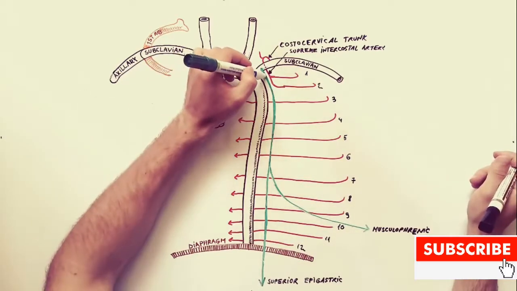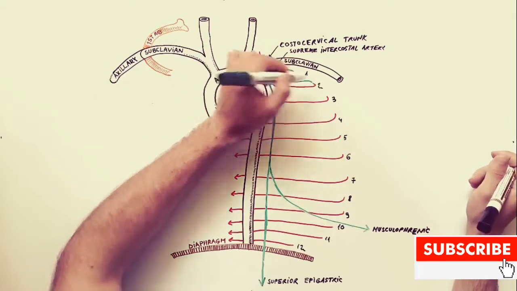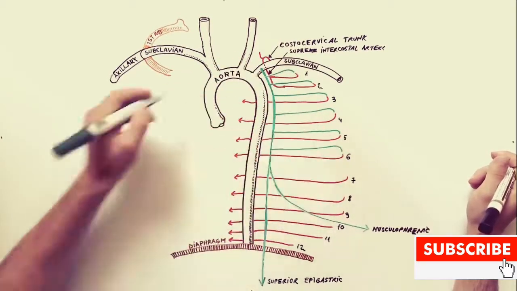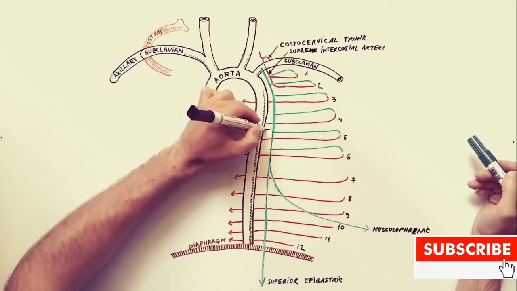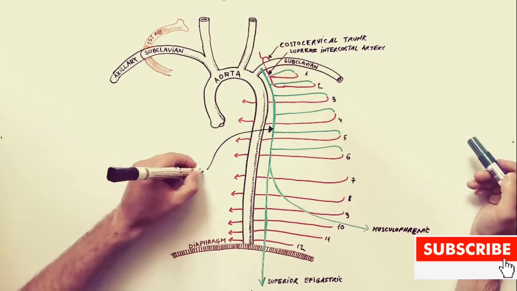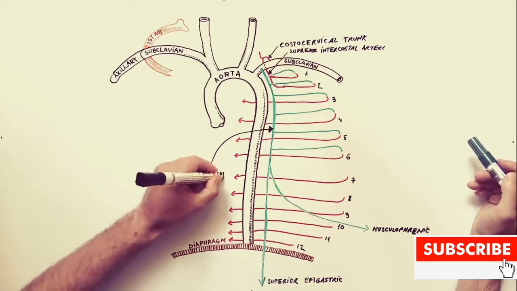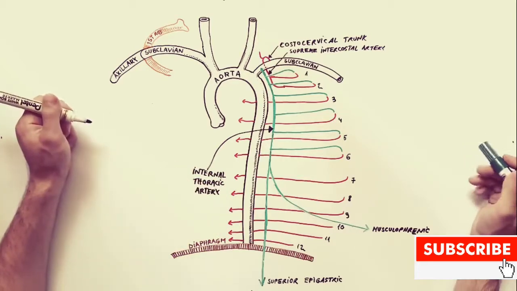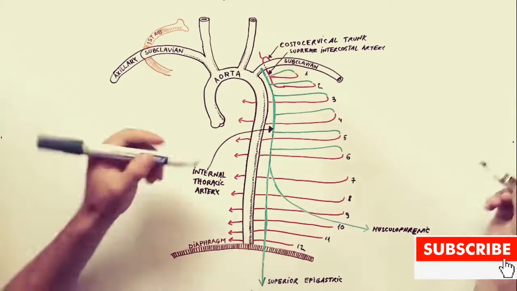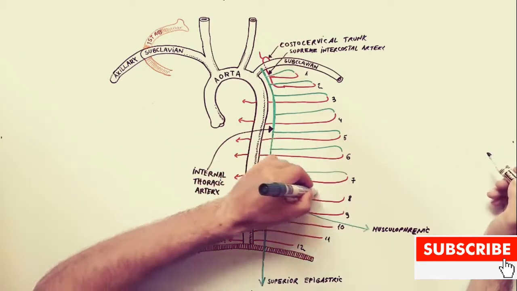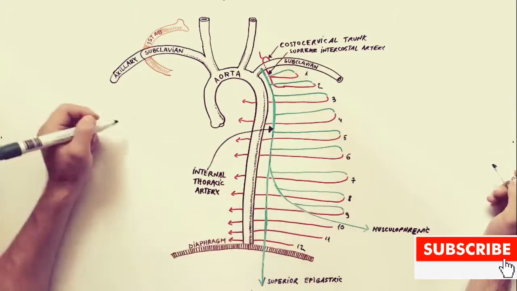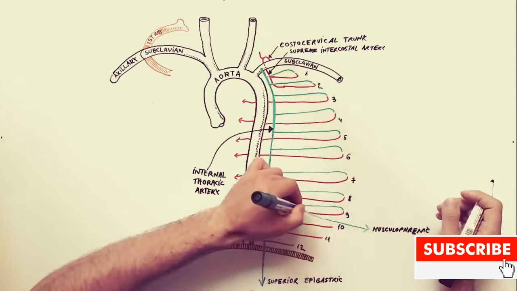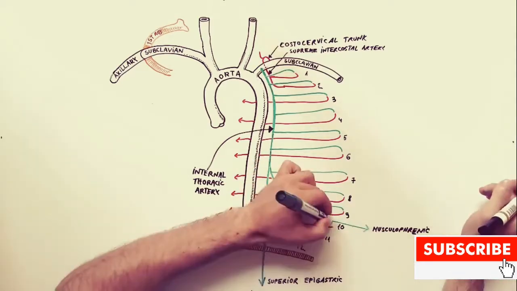Directly from the internal thoracic artery are arising the upper 6 anterior intercostal arteries, which will anastomose along the intercostal spaces with the upper 6 posterior intercostal arteries. Sometimes the anterior intercostal arteries arising directly from the internal thoracic artery can be duplicated. The anterior intercostal arteries numbered 7, 8, and 9 are arising from the musculophrenic artery.